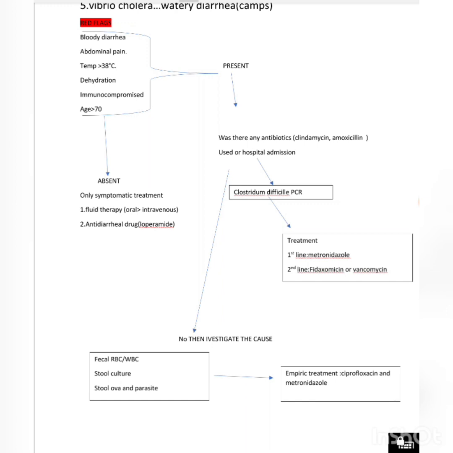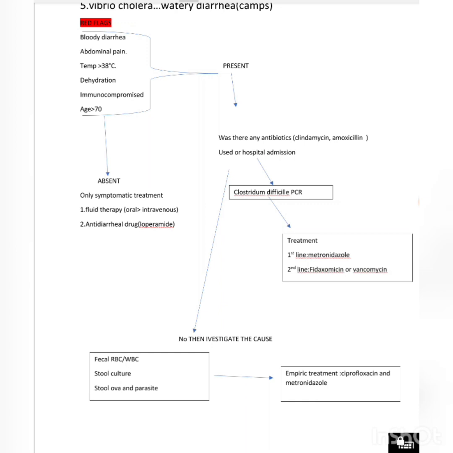If the patient used clindamycin, amoxicillin, or second or third generation cephalosporin, then it is the case of Clostridium difficile. We will use metronidazole, fidaxomicin, or vancomycin.